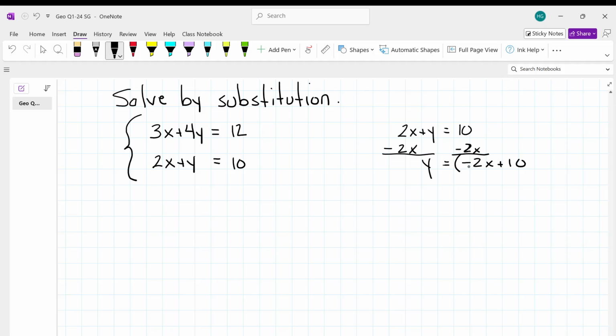We have an expression that y is equal to now. So we go to the other equation, this top equation, and where there's a y, we substitute negative 2x plus 10. So we rewrite this top equation as 3x plus 4, and instead of writing the y, we write the expression that's equal to y: negative 2x plus 10, and that equation is equal to 12.